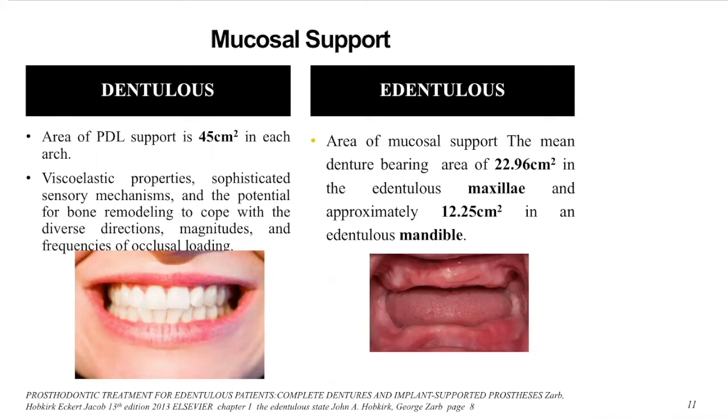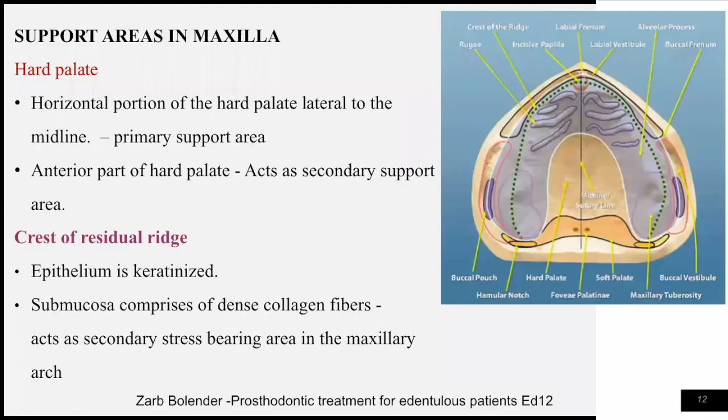And the area of mucosal support in the edentulous state in the maxilla covers 22.96 centimeters square, and the mandible is approximately 12.25 centimeters square. The mucosa itself demonstrates little tolerance or adaptability to denture wearing, and this disadvantage can be worsened by the presence of any systemic disease.